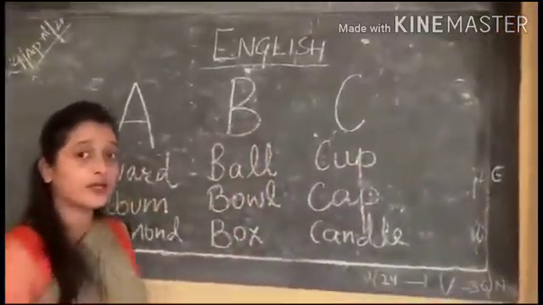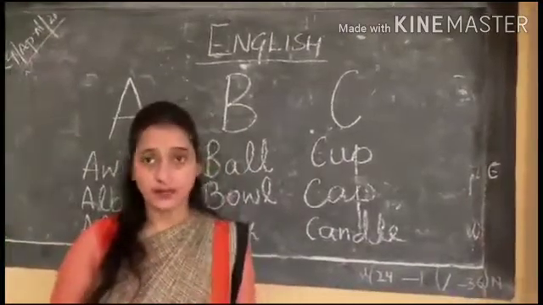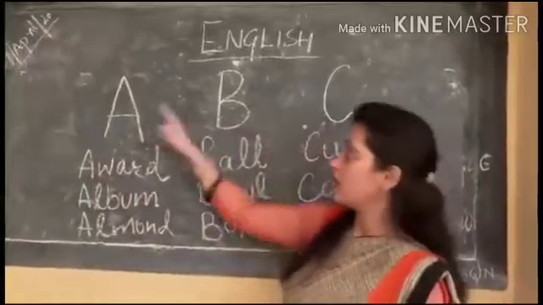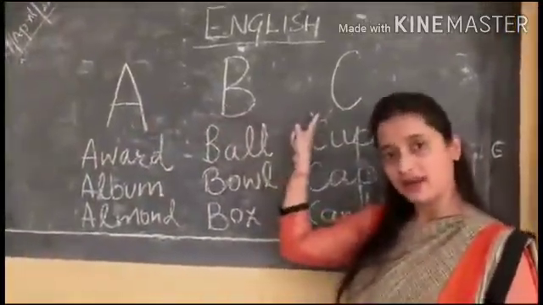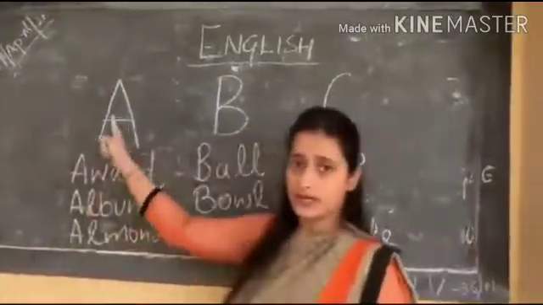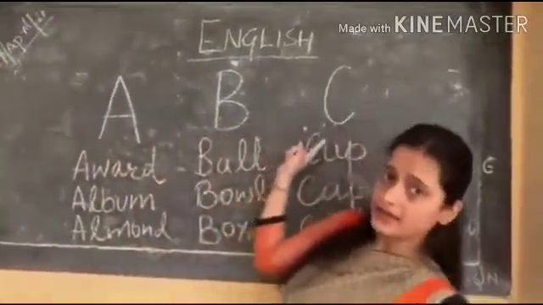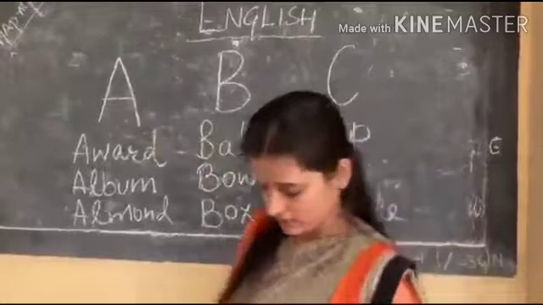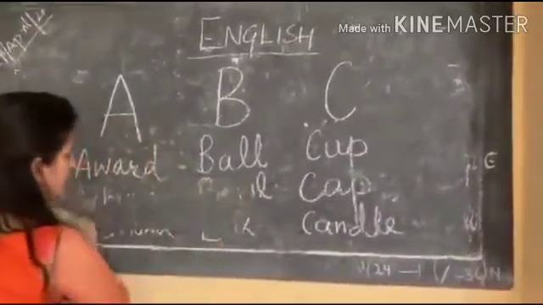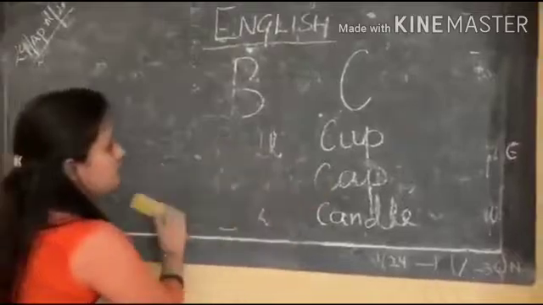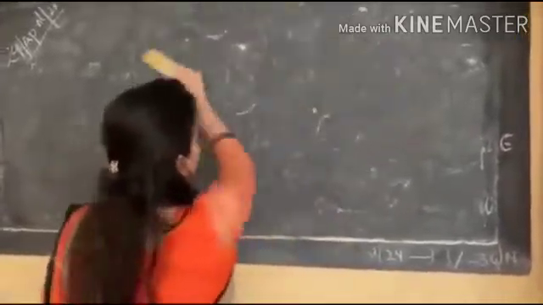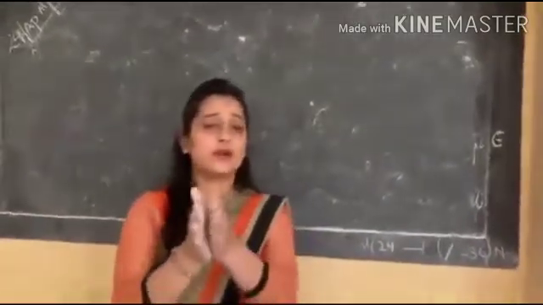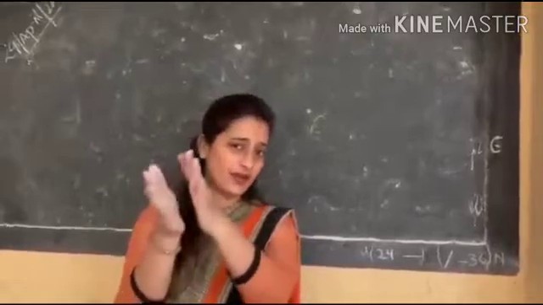So today what did we learn in English? We learned 3 alphabets. A, B and C. Very good. Now kids, all of you clap your hands. Very good.